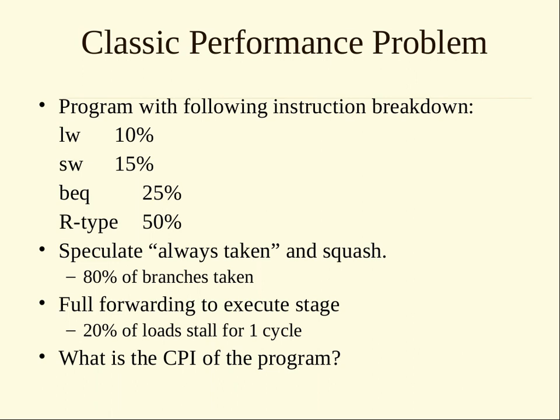So you predict always taken and squash. 80% are taken, so 80% are going to have a CPI of what? One. So what's 80% of 25%? That's 20%. Or I can just go 0.25 times 0.8, or 0.2. So 0.2 times one cycle. We took one cycle.